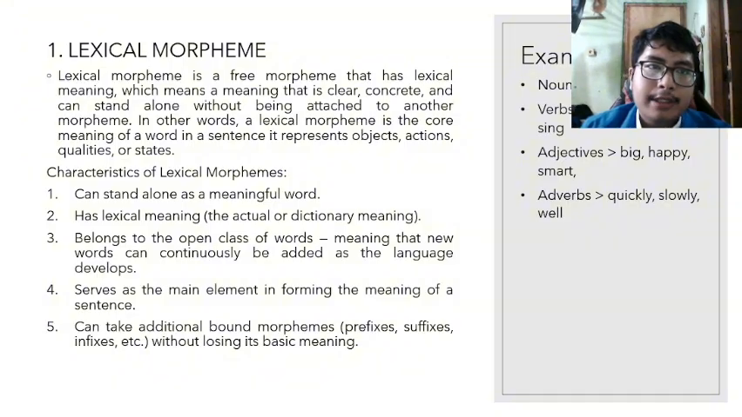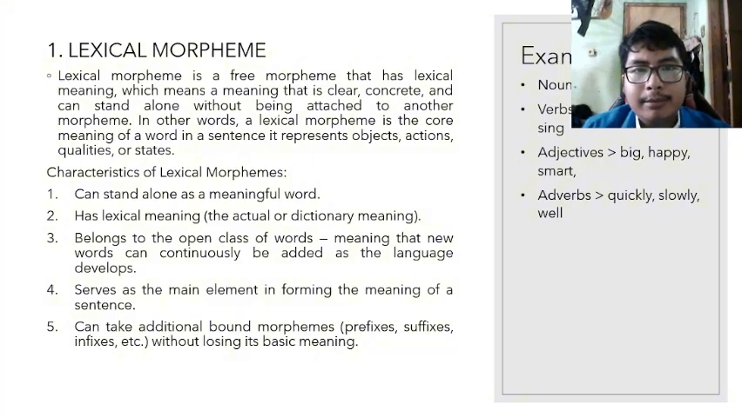Lexical morpheme. A lexical morpheme is a free morpheme that has lexical meaning, which means a meaning that is clear, concrete, and can stand alone without being attached to another morpheme. In other words, a lexical morpheme is the core meaning of a word in a sentence. It represents objects, actions, qualities, and or states.